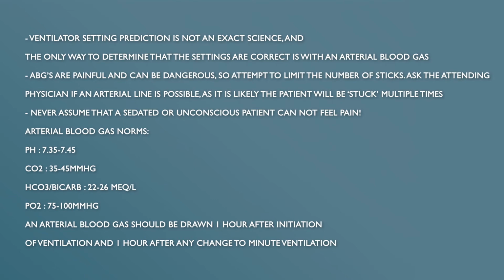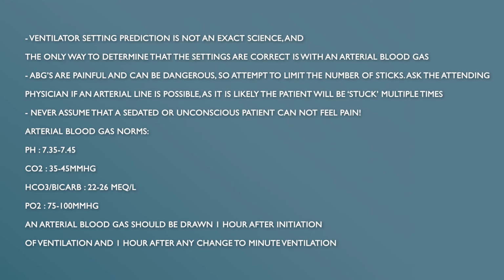We might see CO2 retention, a resting CO2 that's in the 50s. That's okay if the patient also has an elevated HCO3 or bicarb. Then we're going to want to see what our pH is. So if we have a patient with a pH of 7.39 and a very high CO2, we're not looking to fix that CO2. That's that patient's baseline.